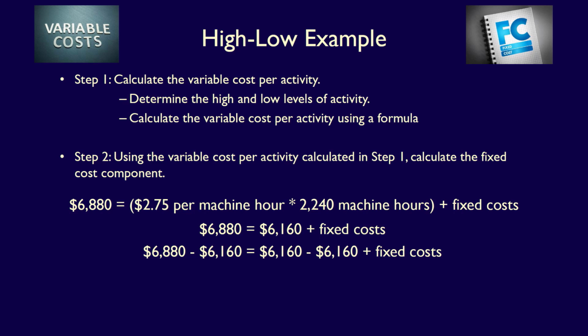$6,880 minus $6,160 is equal to $6,160 minus $6,160 plus fixed costs. Since $6,160 minus $6,160 is actually equal to 0, and $6,880 minus $6,160 is equal to $720, we now know that fixed costs are $720. We can now use this information to complete the mixed cost formula.